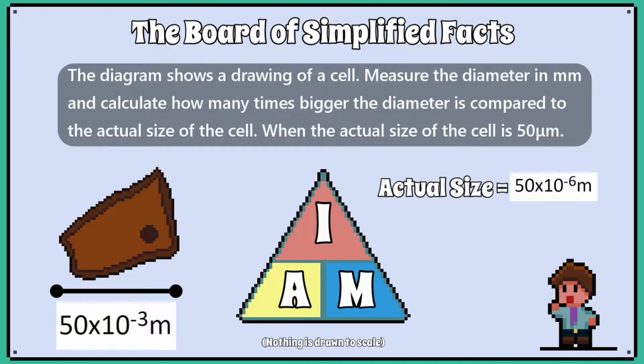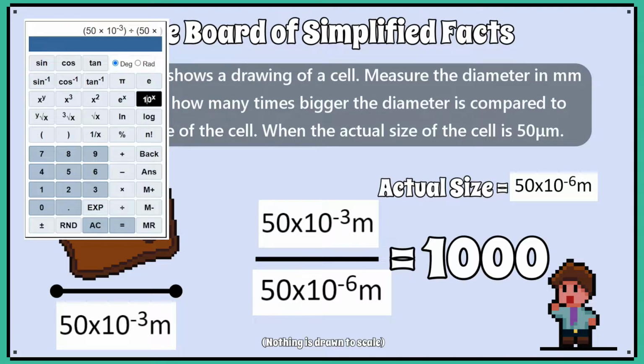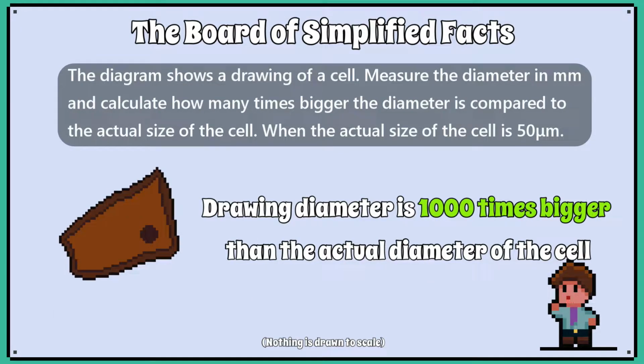Then we use our equation triangle, we cover the M, and find we need to use image size divided by actual size. So 50 times 10 to the negative 3 divided by 50 times 10 to the negative 6. We get an answer of 1,000. So the drawing is 1,000 times bigger than the actual size of the cell.